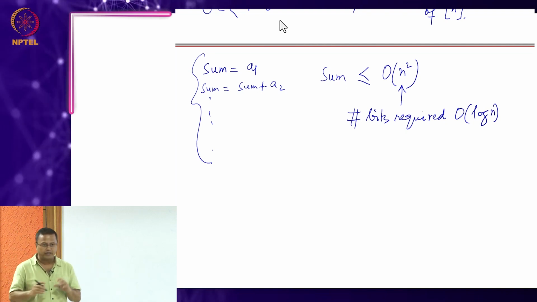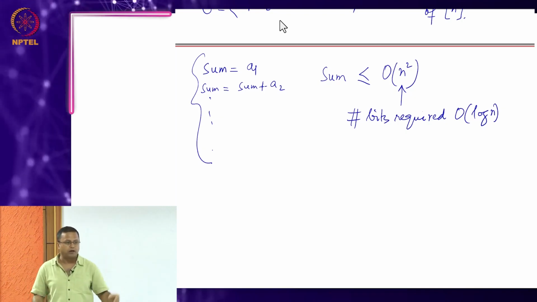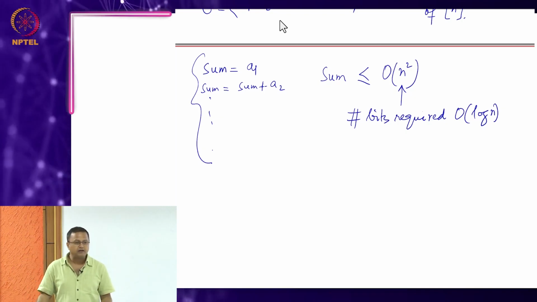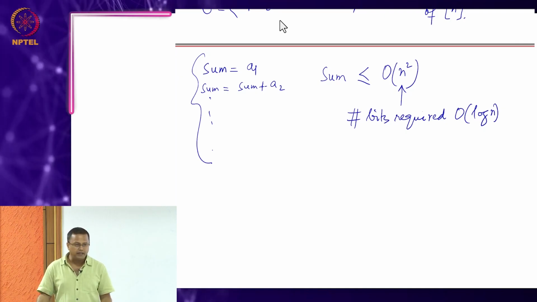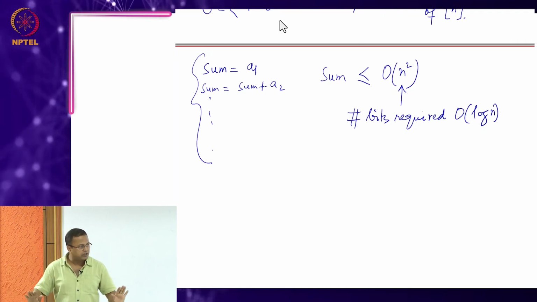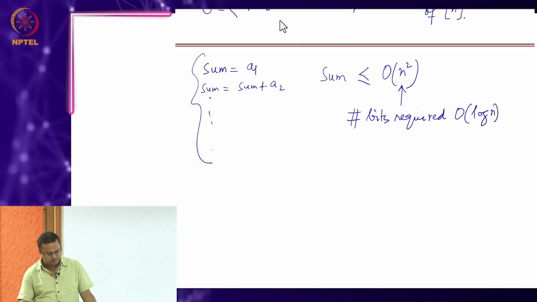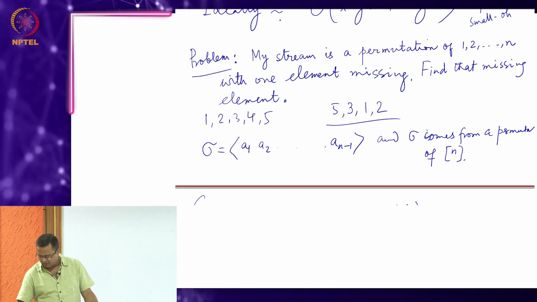So, what I do? My extra space is log n and I am happy with that. So, I store the sum, at the end I subtract it from n into n plus 1 by 2, then I have found the missing element. Okay. Now, I change the problem a little bit.